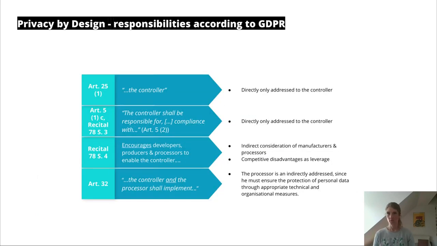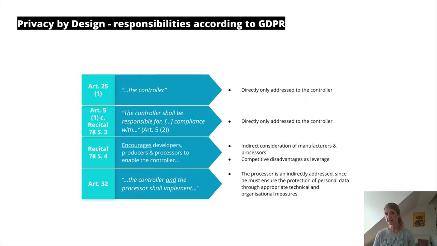So getting back to what I was already triggering, kind of. Article 25, the privacy by design principle, only addresses the controller. And I already said that is usually not the developer or manufacturer. Also, the data protection principles say that the controller is responsible for compliance with data protection principles. It's always the controller. It is not the developer. You may already see the problem.